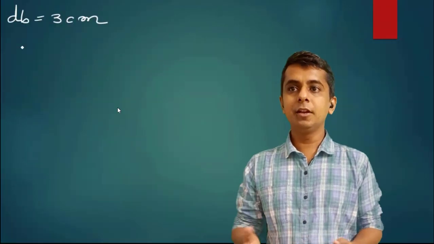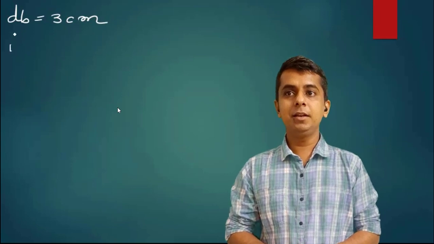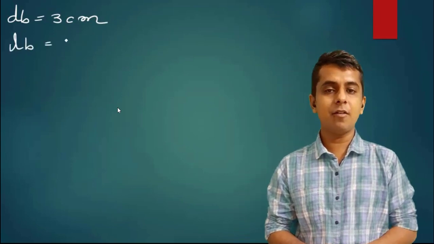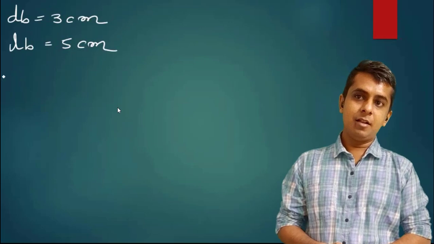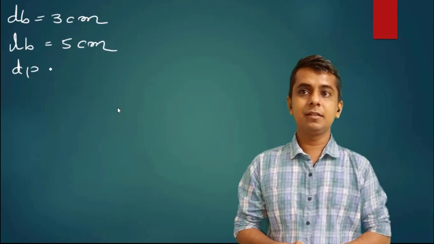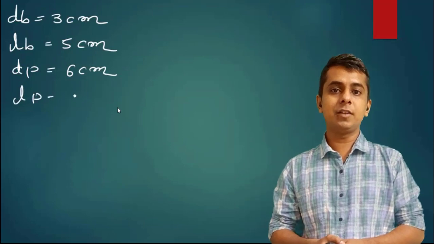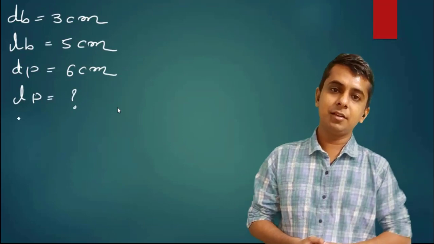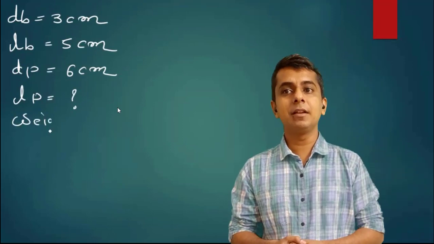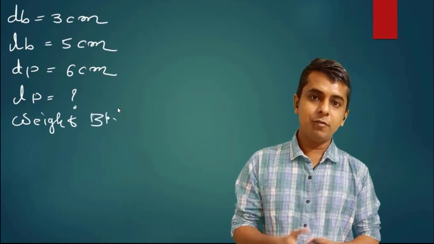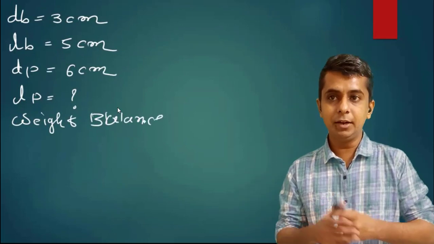Here you can see dB is given, that is the diameter of core, 3 centimeter, and the length of the core is 5 centimeter, because you have to create a hole of 3 centimeter diameter and 5 centimeter length. The diameter of print is given as 6 centimeter. So what will be the length of print?